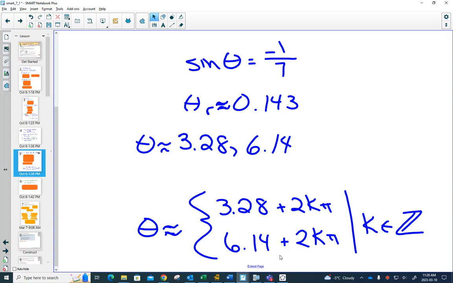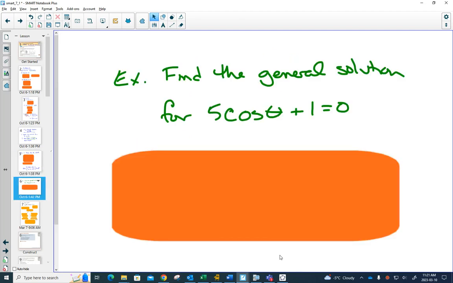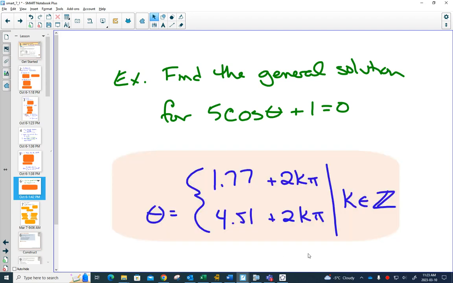So the second one here that I'm going to put up, I want you to try on your own. And I'll put the answer up in a second. Are we ready? Everybody on this one? Almost. Okay, so try this one on your own. I just have the answer under there without any work. All right, let's see how you did. Did you get 1.77 and 4.51? And then you'd add 2k pi to each of them.